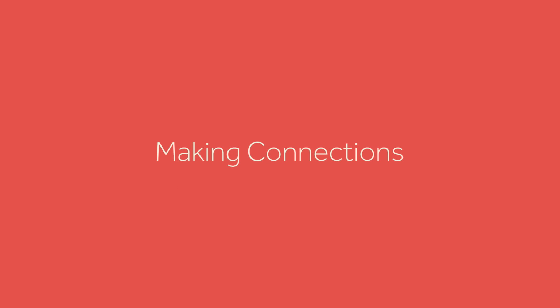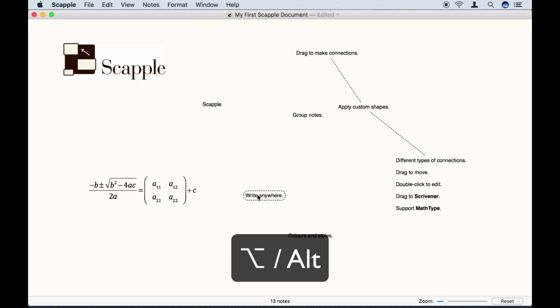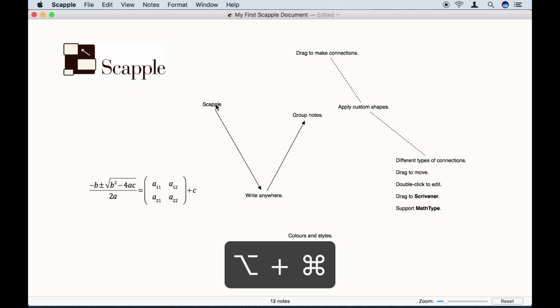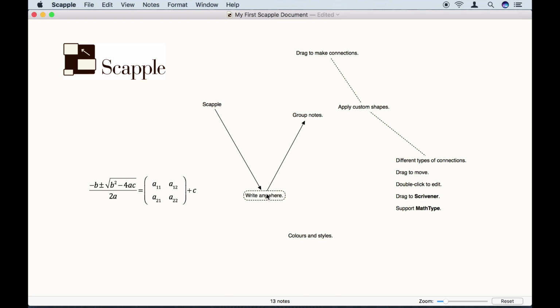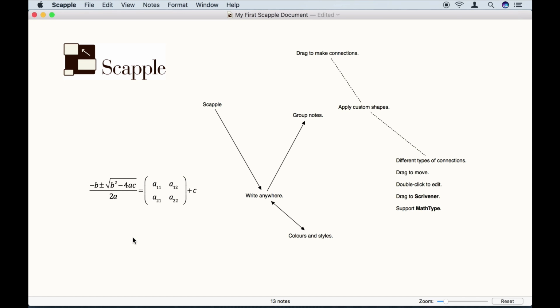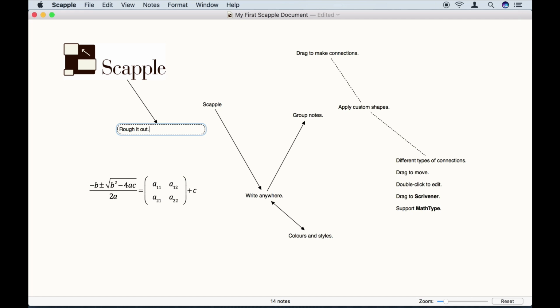Scapple allows you to make different kinds of connections between your ideas. If I hold down the Option key while dragging one note onto another, the notes will be connected by an arrow. Holding down Option and Command will create an arrow pointing in the opposite direction, and Shift Command will create an arrow pointing both ways. I can also hold down these same modifier keys when creating a new note. So, for instance, if I select a note and then hold down Option while double-clicking to create a new note, the selected note will point to the new one.